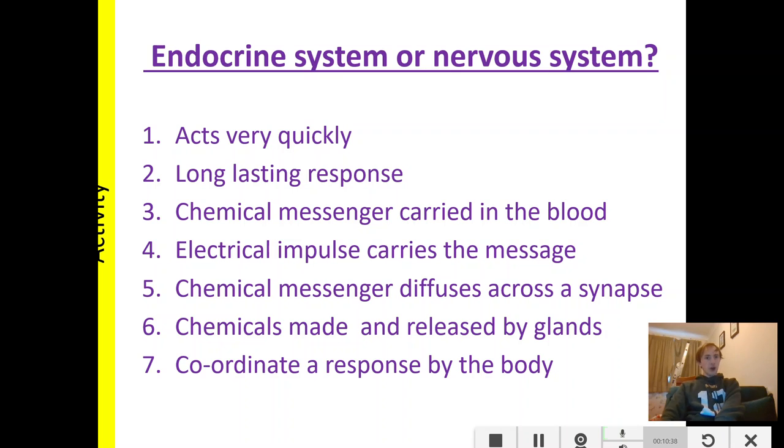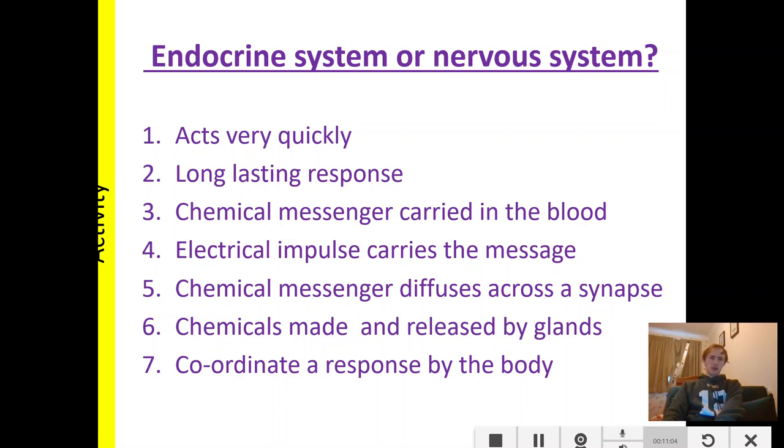But if you want a fast response, like I've seen a bear, I have to run away, you don't want that to be caused by hormones, because you will still be stood there 20 seconds later when the bear eats you. Acts very quickly is not an endocrine system thing. Acts very quickly is a nervous system thing. So you should have written nervous system. The nervous system can act in tenths of a second.